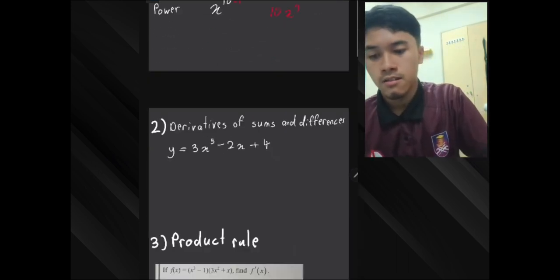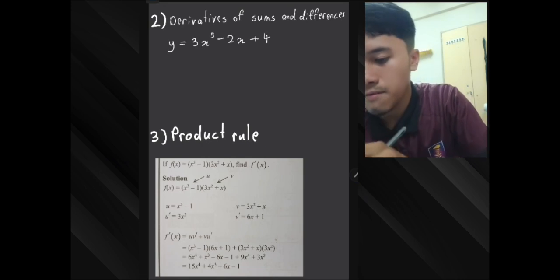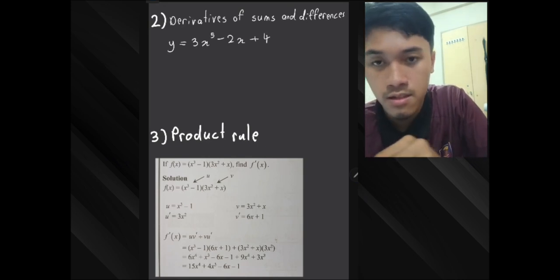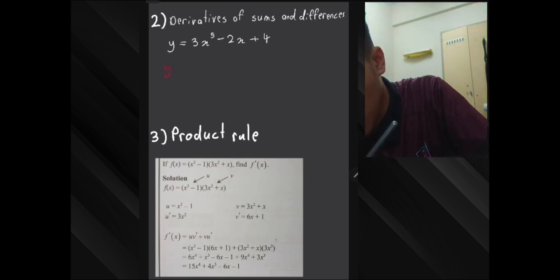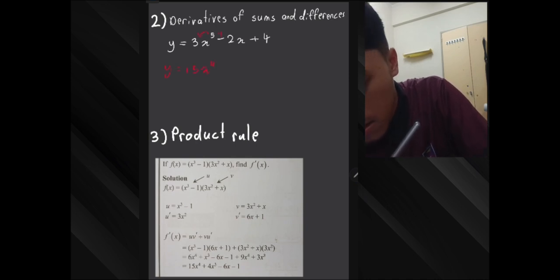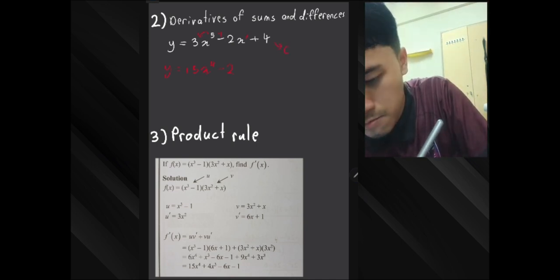Second, we have the derivative of sum and difference. So like this, y equals 15 as 4 minus 1 equals 2, since it has 1 power only, and then this becomes 0.